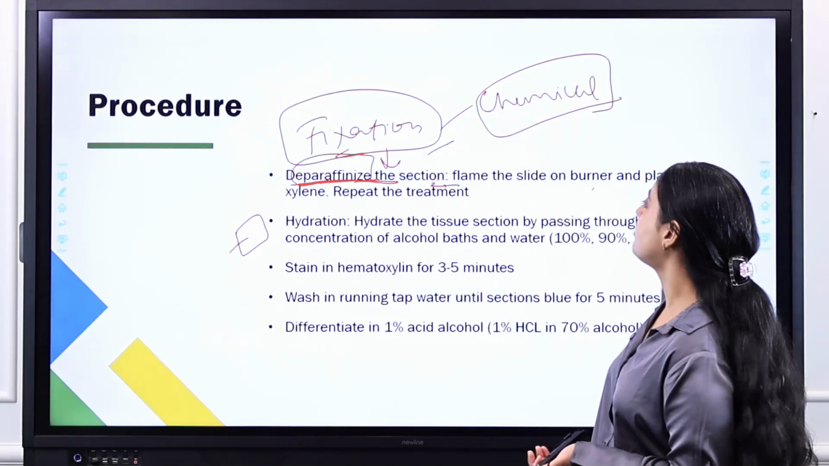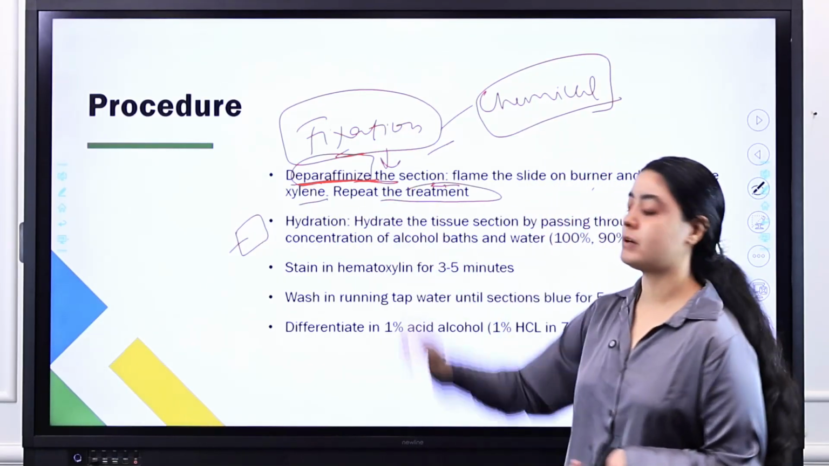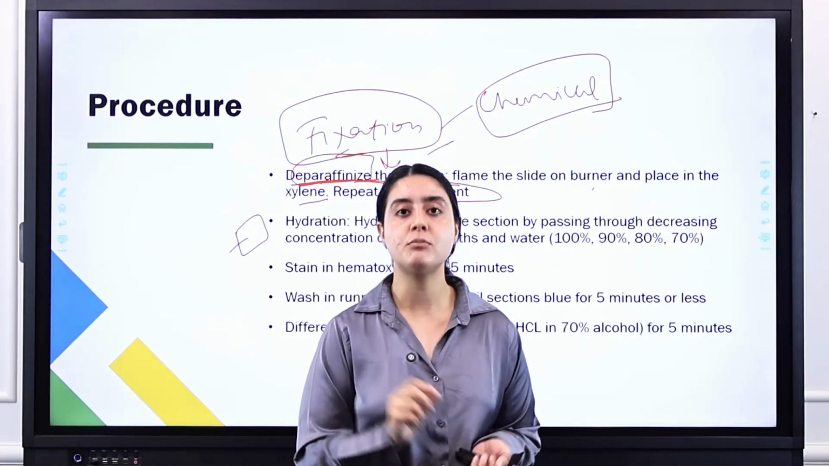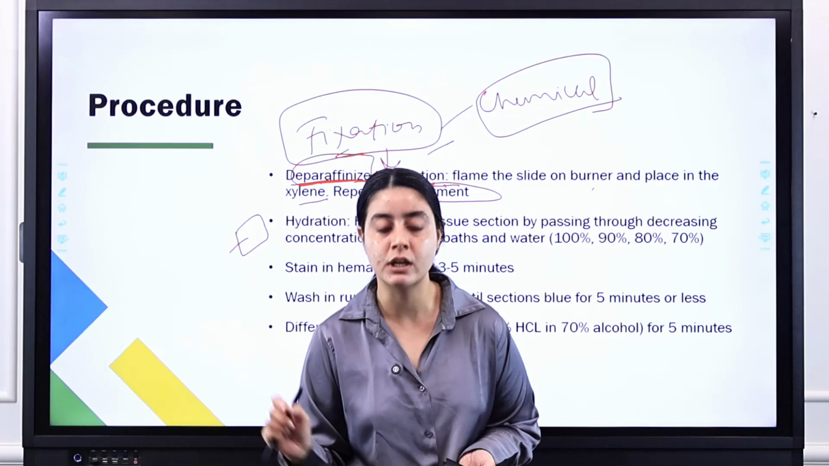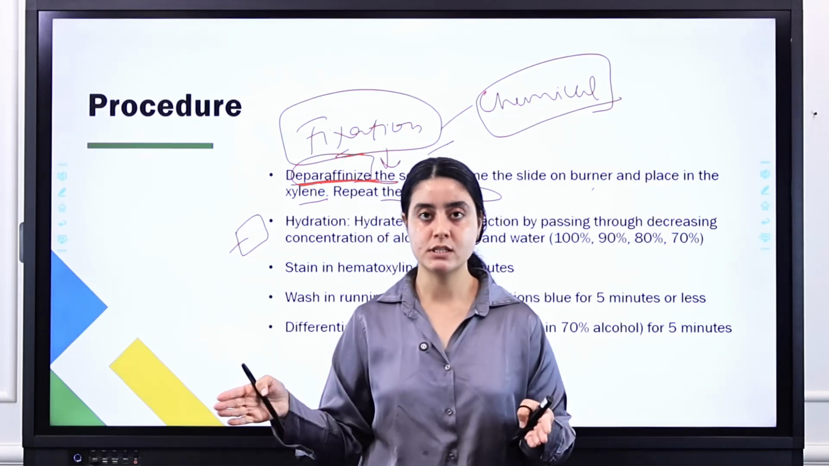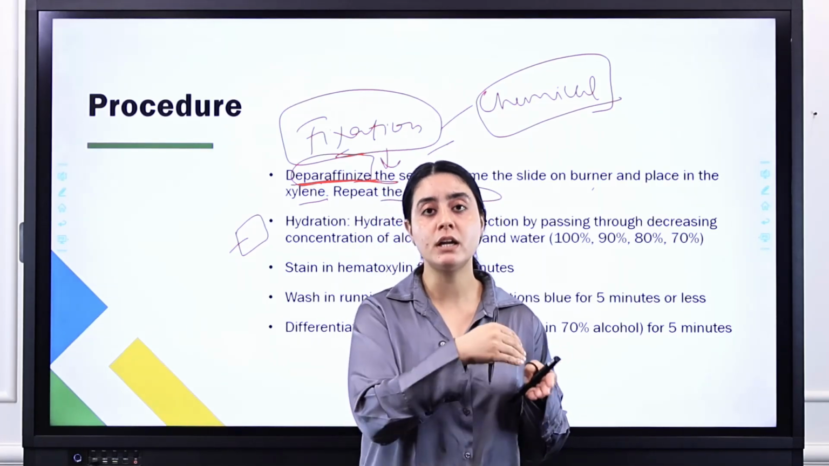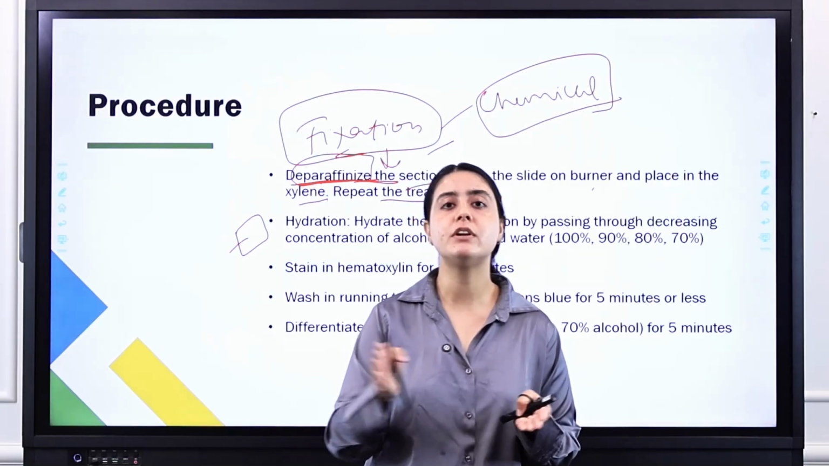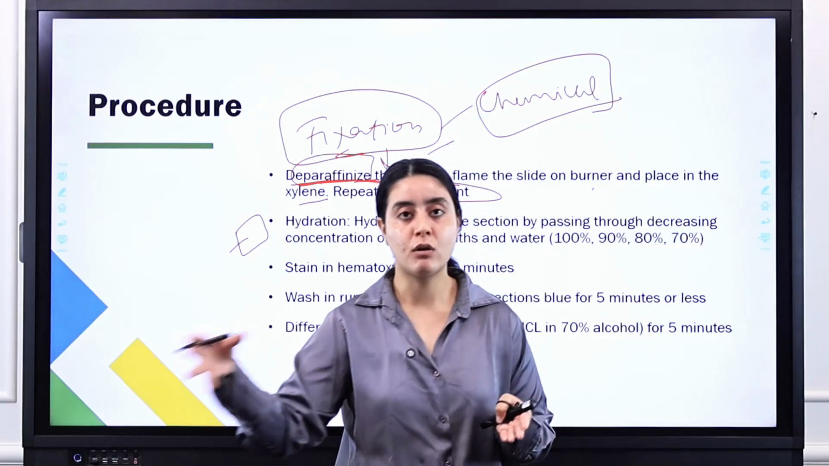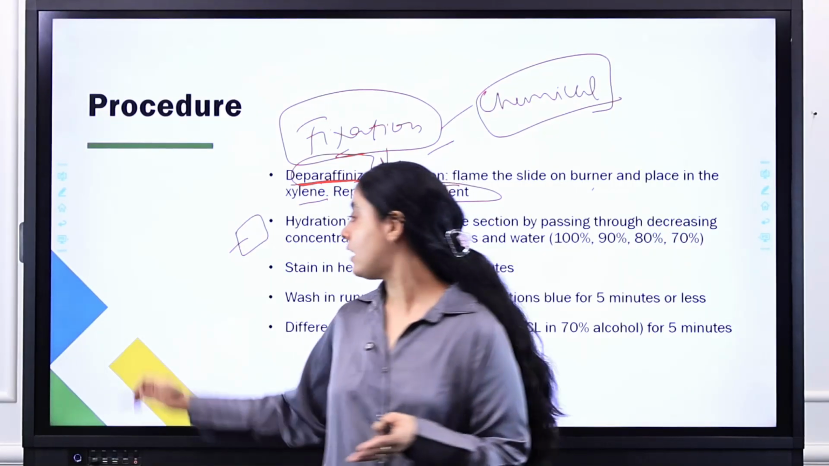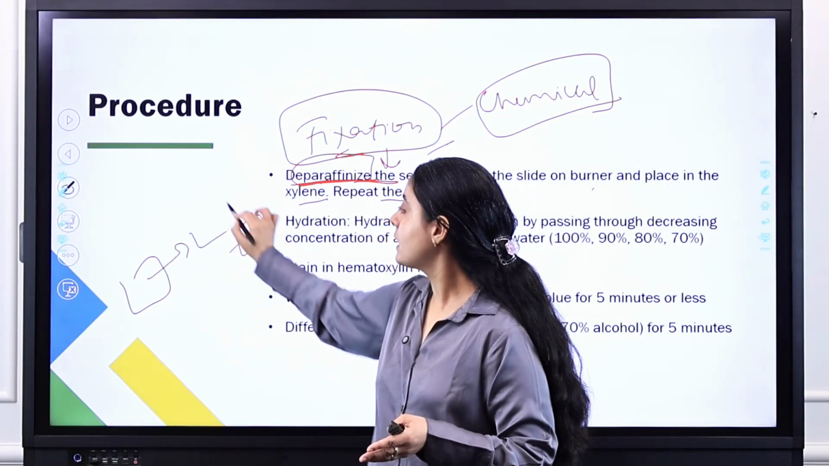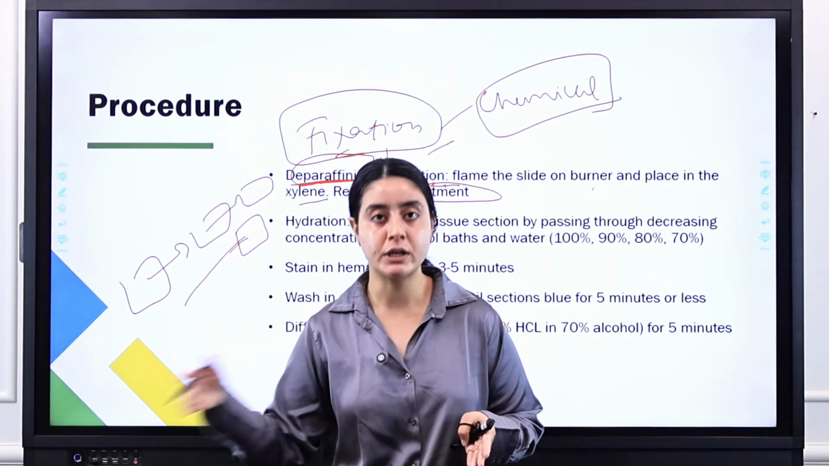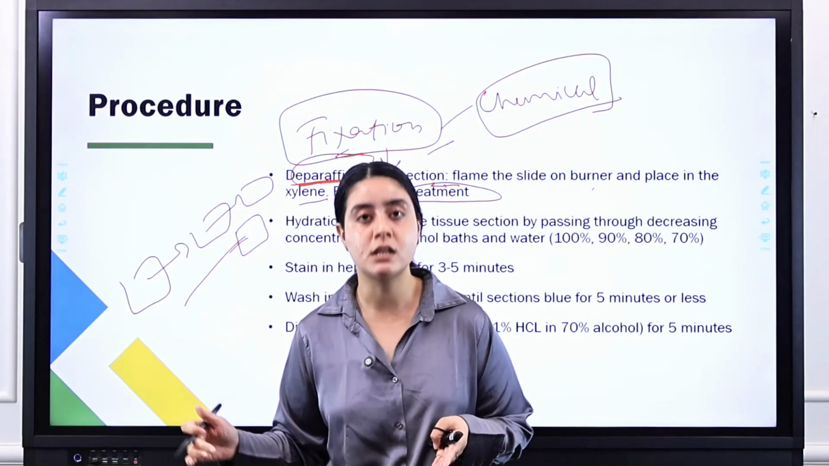Deparaffinize the section. Flame the slide on the burner and place it in xylene. Repeat the treatment. So in histopathology, first make one thing clear. When we do staining procedures in our histopathology laboratory, we have a number of boxes which we have placed in an order, in an increasing order or a decreasing order, with different chemicals. Like there are boxes of alcohol, there are boxes of stains. So we have glass boxes like this, which are placed on the slab in a particular order, either decreasing or increasing.